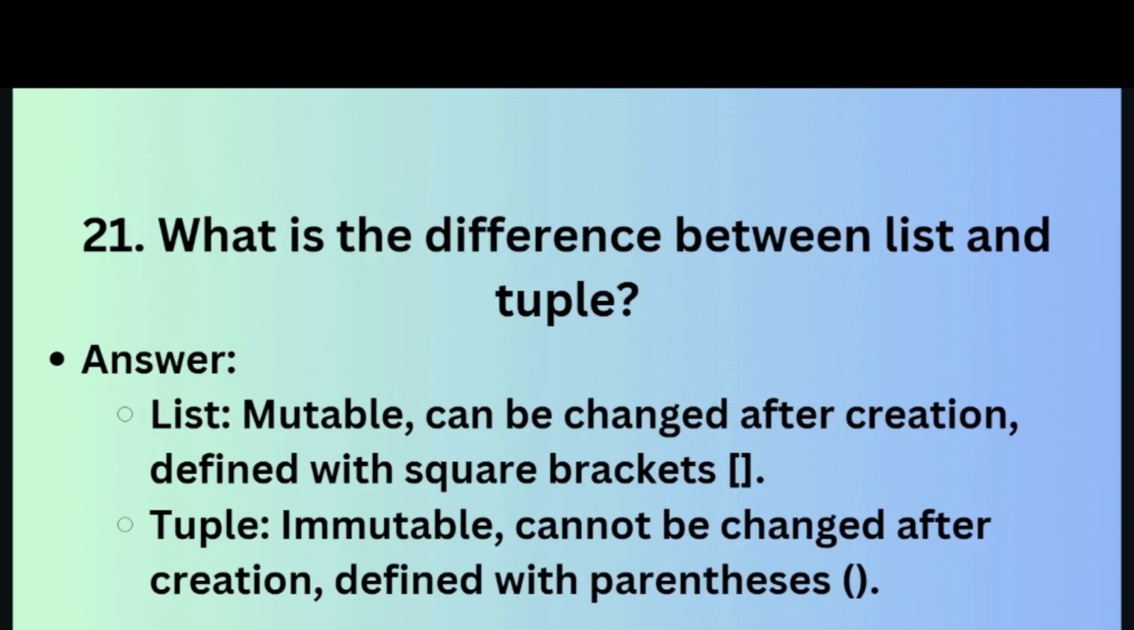What is the difference between list and tuple? A list is mutable, it can be changed after creation, and is defined with square brackets. A tuple is immutable, the object cannot be changed after creation, and is defined with parentheses.